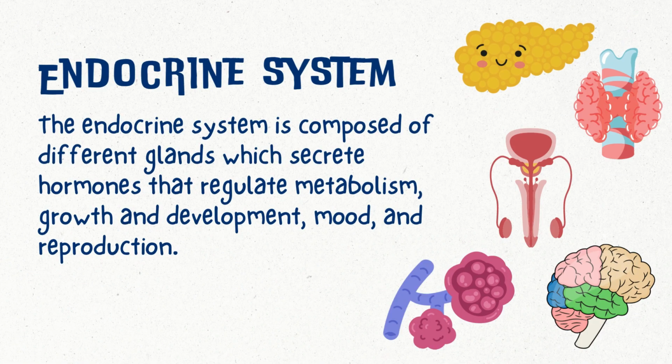So let's discuss what is the endocrine system. The endocrine system is composed of different glands which secrete hormones that regulate metabolism, growth and development, mood, and reproduction.